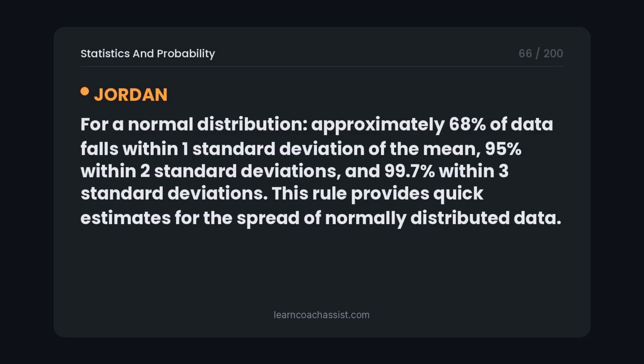For a normal distribution, approximately 68% of data falls within 1 standard deviation of the mean, 95% within 2 standard deviations, and 99.7% within 3 standard deviations. This rule provides quick estimates for the spread of normally distributed data.